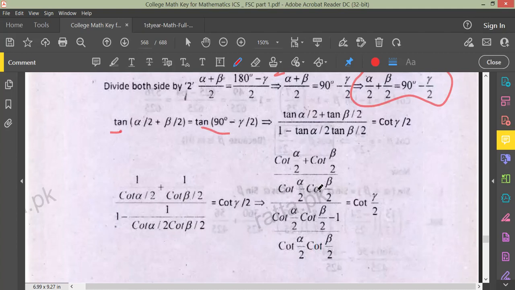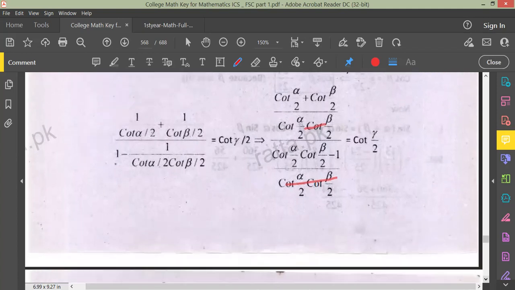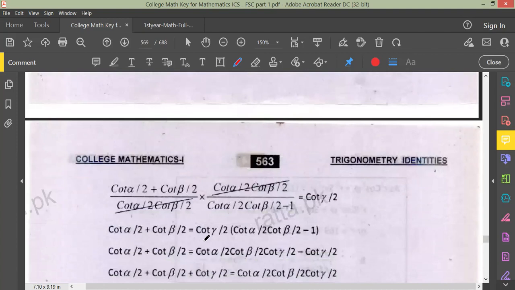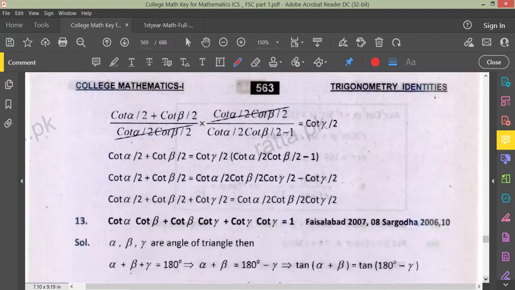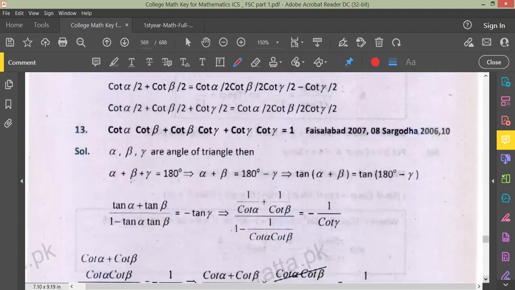So after taking LCM cot alpha over 2 cot beta over 2, this expression will be cancelled out with this expression. So cot alpha over 2 plus cot beta over 2, over cot alpha over 2 cot beta over 2 minus 1, because this was dividing here, so this will be multiplied with cot gamma over 2. So after multiplication, this minus expression will become positive if we take tan on the left hand side. This is question 12.